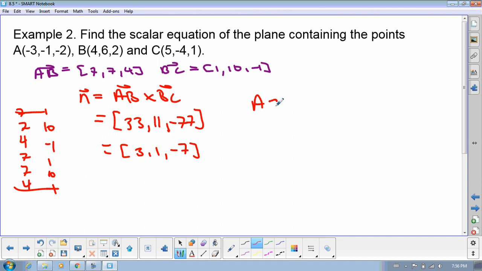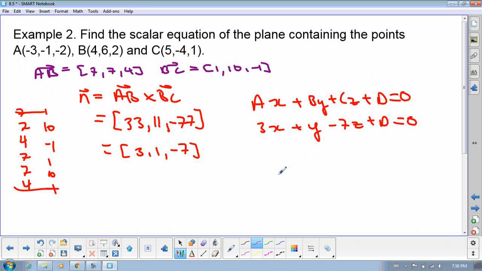So you can always reduce. It's not wrong if you don't. It just simplifies the numbers a little bit. So this is the standard form, or the scalar equation. I know A is 3, I know B is 1, and I know C is -7. So now I need to find D. In order to find D, you can pick any one of those 3 points. So I am going to sub in point C.